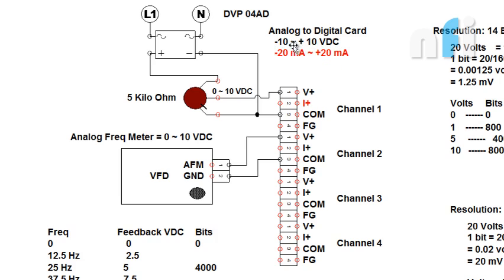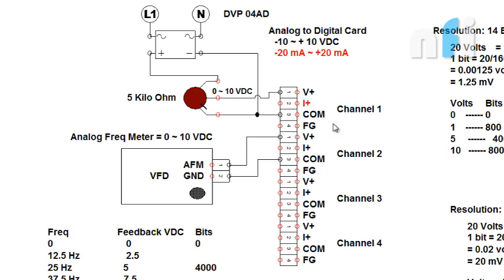As you can see here, it specifies that it can read a voltage range from -10 to +10 and a current range from -20 milliamps to +20 milliamperes. So in this case we have a voltage range of 0 to 10 volt. So what will happen if you give a voltage to the card?